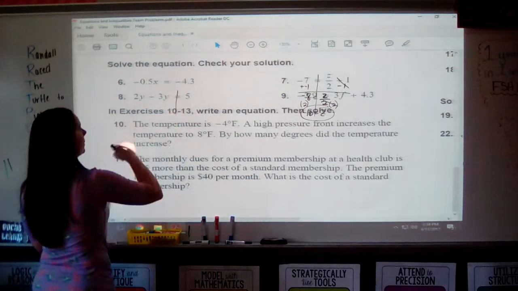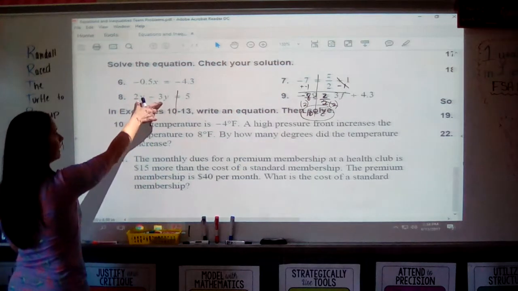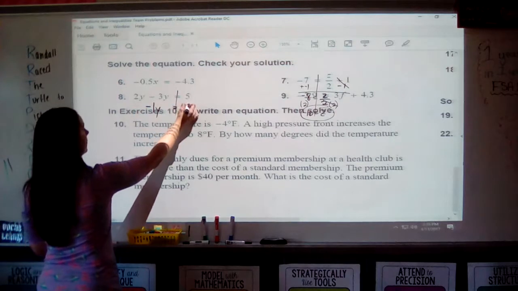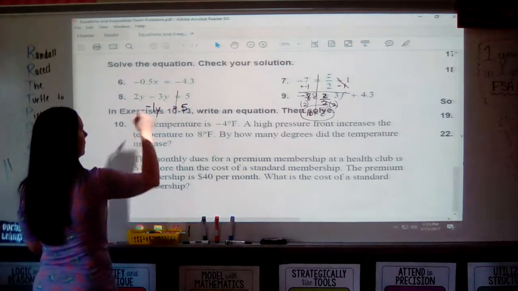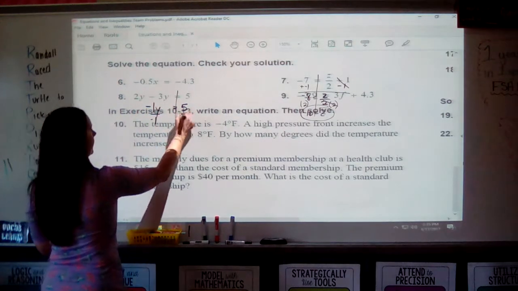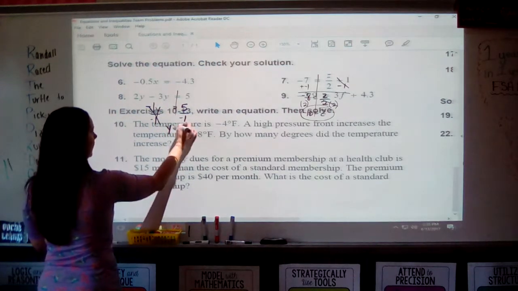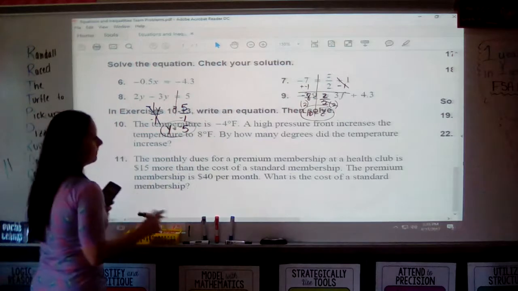Number 8, the first thing I want to do is combine like terms. So 2y's minus 3y's is going to leave me with negative 1y equals 5. I can't be left with a negative variable, so I need to divide both sides by negative 1 to get y equals negative 5.